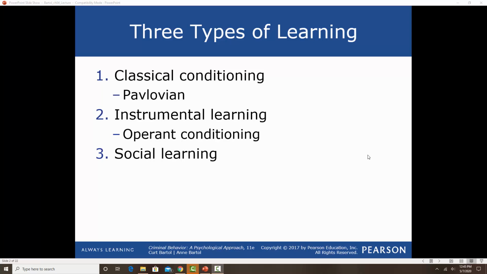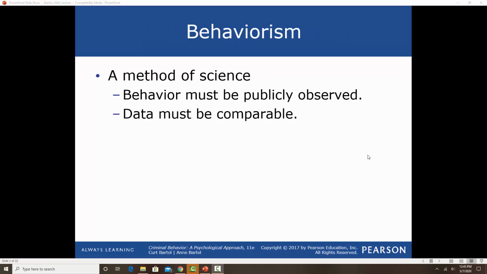Social learning theory, we've already talked about. That is Albert Bandura and the idea that people imitate or model behavior by watching others. So that's applicable to your family of origin, from your friends, even things like television shows or video games. There has been some suggestion that people learn behaviors through those means as well.